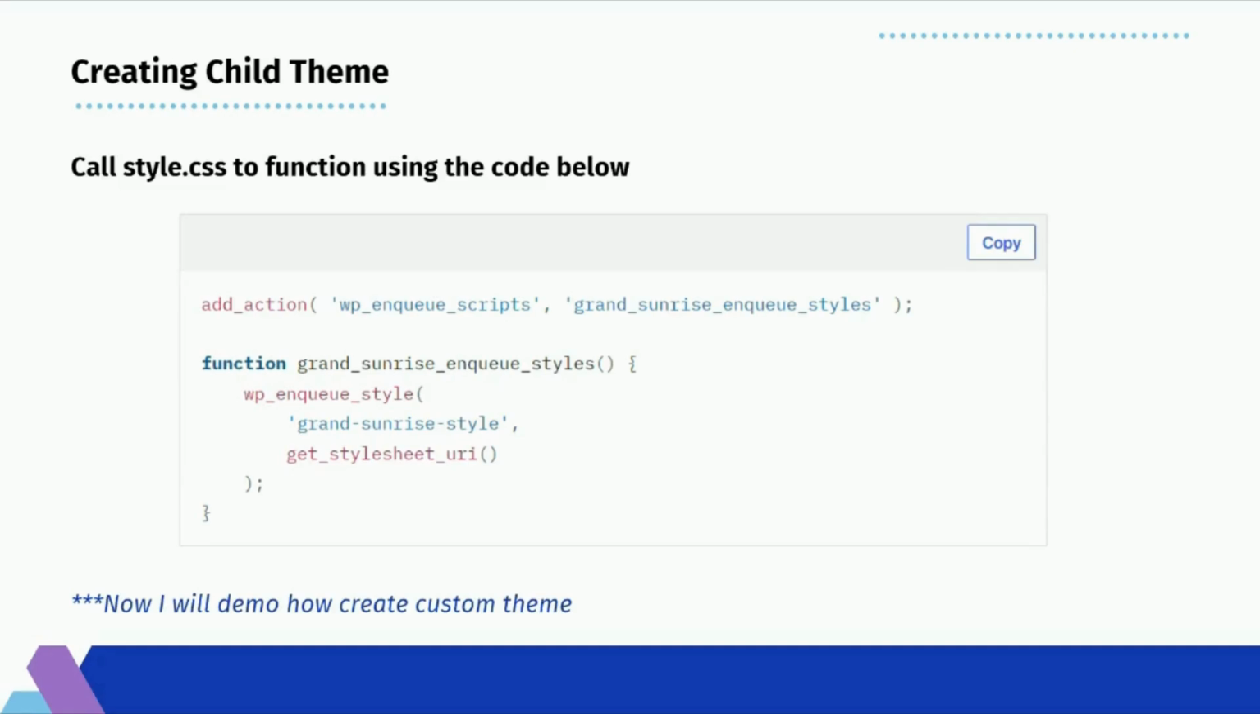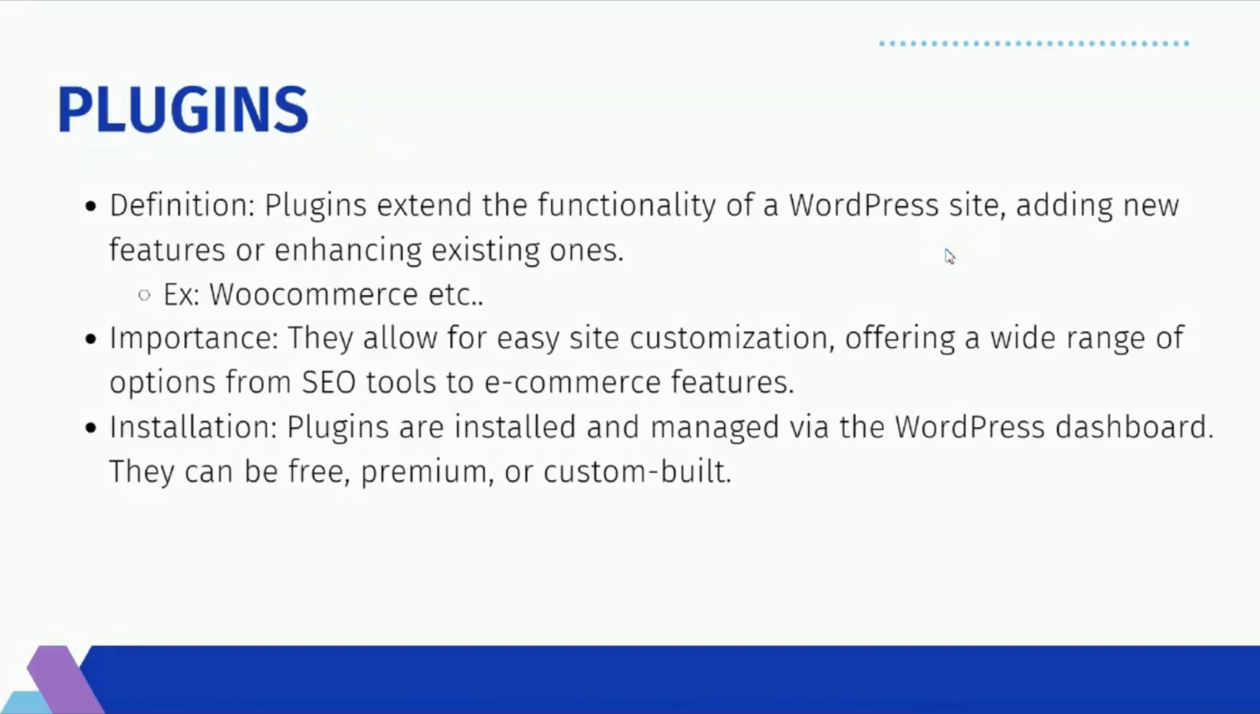Next, add the style.css to functions.php using the code below. Now, after we create the style.css and call the parent theme, we need to enqueue it using wp_enqueue_script. You can see on the image attached. This is the code. So I will demo. One moment.